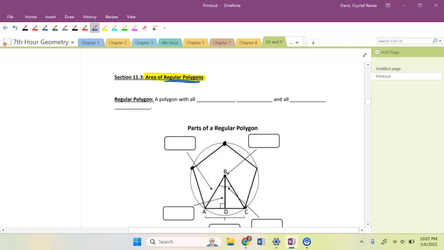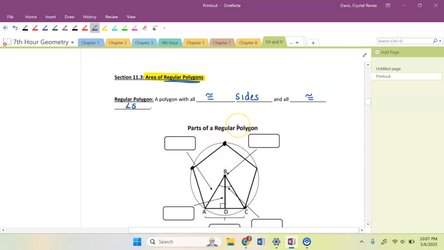Now, we talked a lot about regular polygons in chapter 7, but I know it's been a little while. That was the beginning of second semester. So just to review, a regular polygon is a polygon with all congruent sides, and it also has all congruent angles.